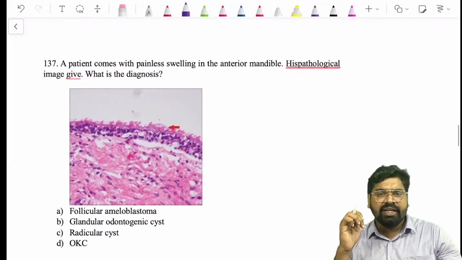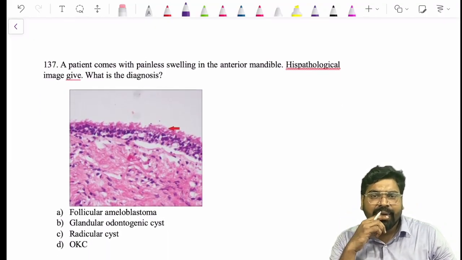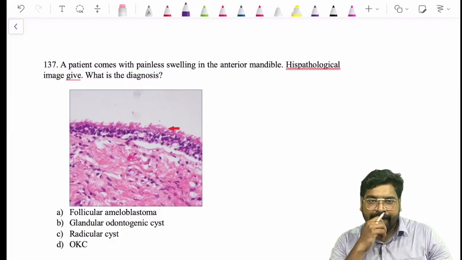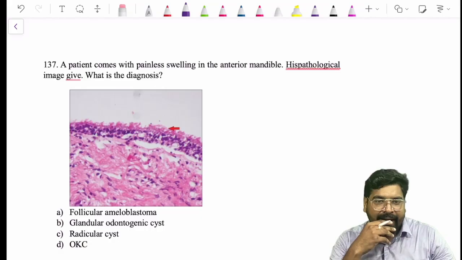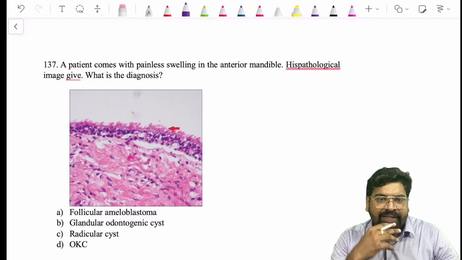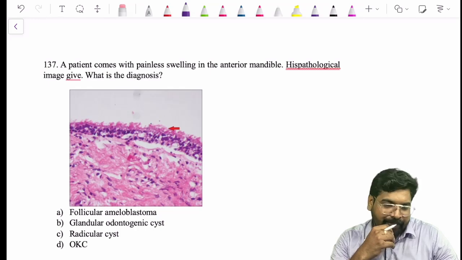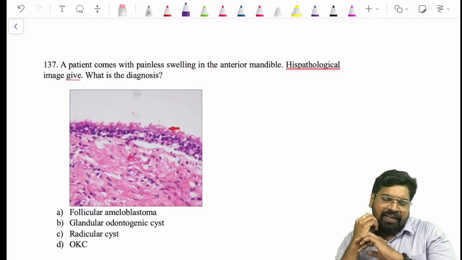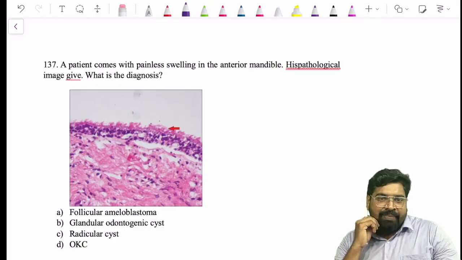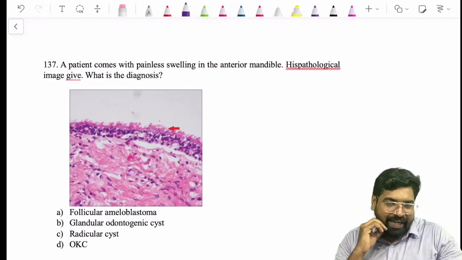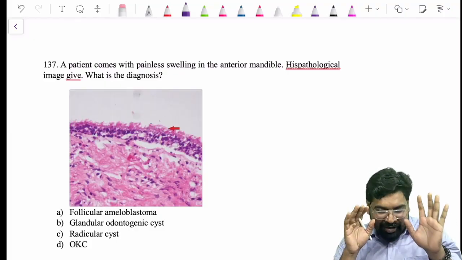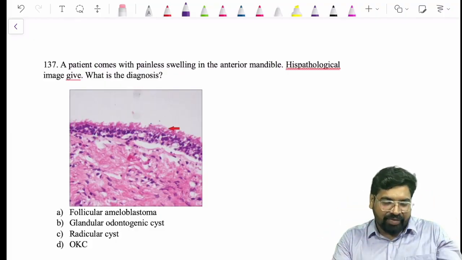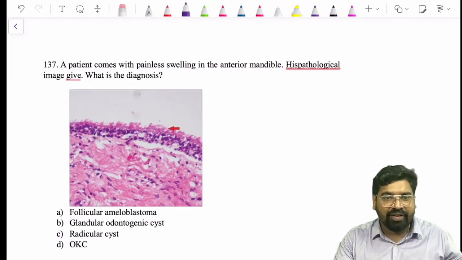Now the next question. A patient comes with a painless swelling in the anterior mandible. What is the diagnosis in this? So this is a little tough question. This image is given. They have given no clues. But even if this is a tough question, I am sure that if you use your common sense and what you have learned from these videos, it is going to be a very easy question for you.